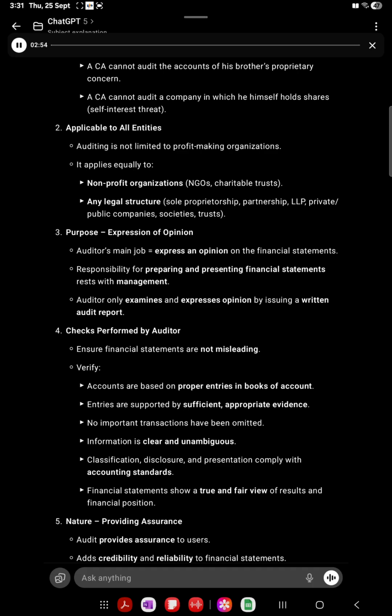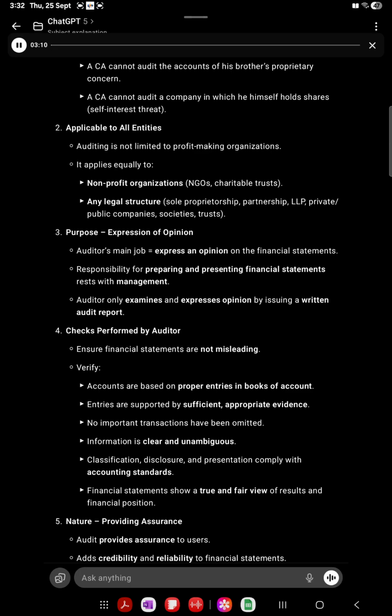2. Applicable to all entities. Auditing is not limited to profit-making organizations. It applies equally to nonprofit organizations, NGOs, charitable trusts, and any legal structure: sole proprietorship, partnership, LLP, private and public companies, societies, trusts.